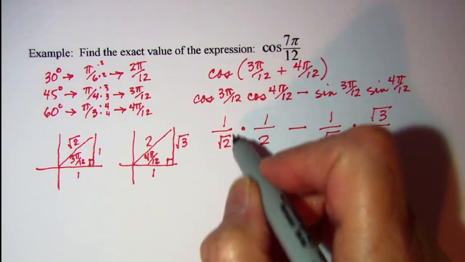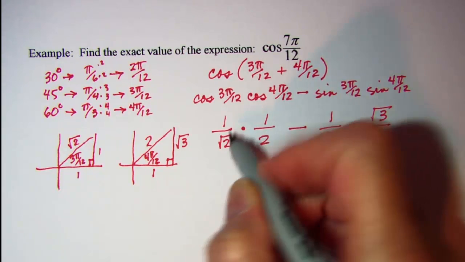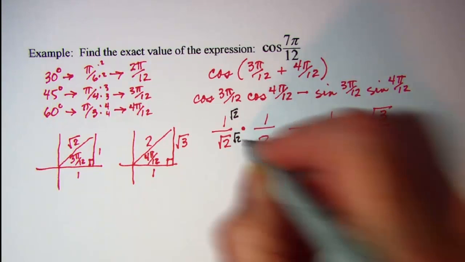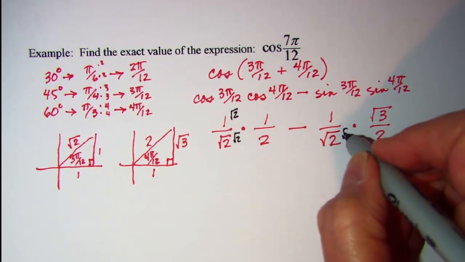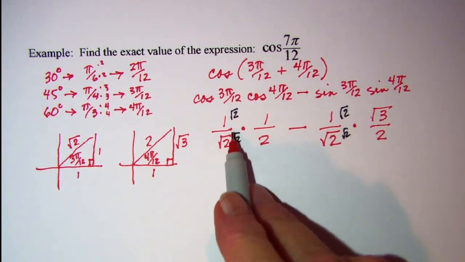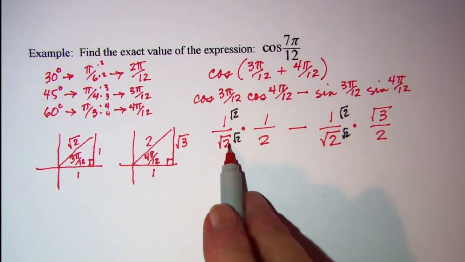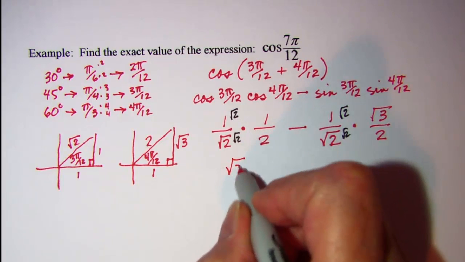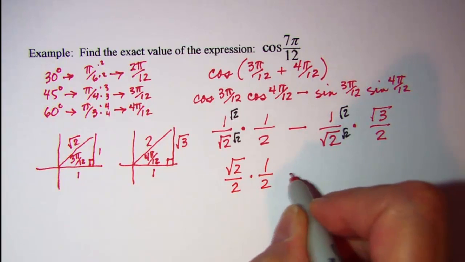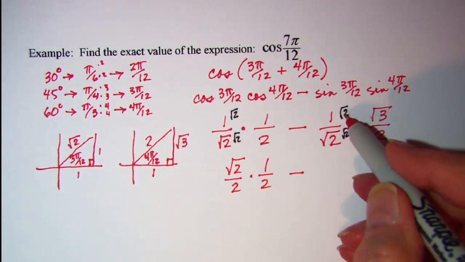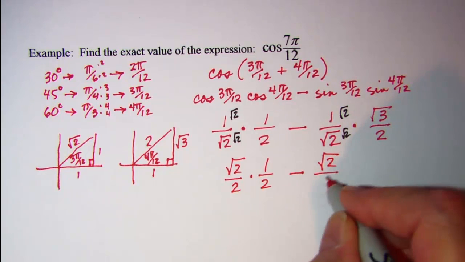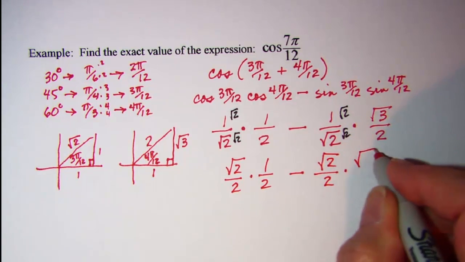I'm going to rationalize the fractions with radicals in the denominator, so I'll multiply top and bottom here by root 2, and multiply top and bottom here by root 2. So this factor becomes root 2 over 2 times 1/2. Subtract, and this one becomes root 2 over 2 times root 3 over 2.